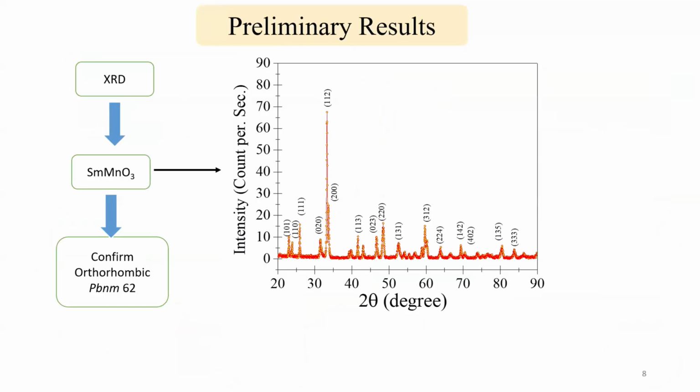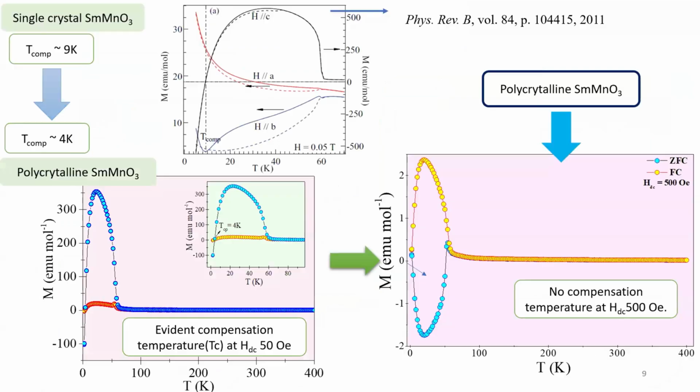So, our preliminary results: from XRD we confirmed that SmMnO3 polycrystalline material has an orthorhombic crystal structure with space group Pbnm. After that we did some magnetic characterization and compared with the single crystal. For the single crystal material, the compensation temperature is about 9 Kelvin, while for polycrystalline SmMnO3 the compensation temperature varied from 9 Kelvin to 4 Kelvin.